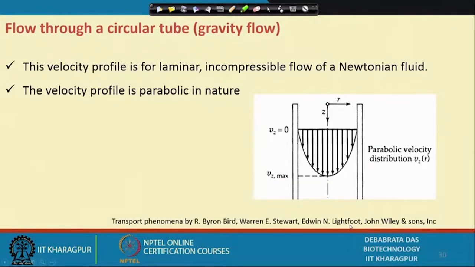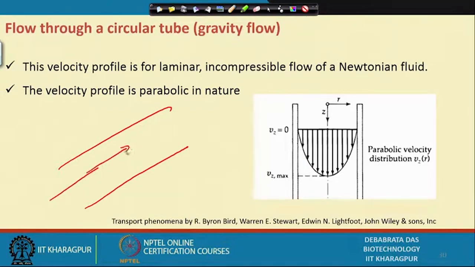Now, for flow through the circular tube, this is the velocity profile in the laminar flow for an incompressible Newtonian liquid. Suppose the liquid is flowing through this pipeline, it will look like this. Why? Because as the liquid comes close to the wall of the tube, there will be friction between the liquid and the wall, so the velocity will be retarded. So this is the parabolic velocity distribution that will be obtained.